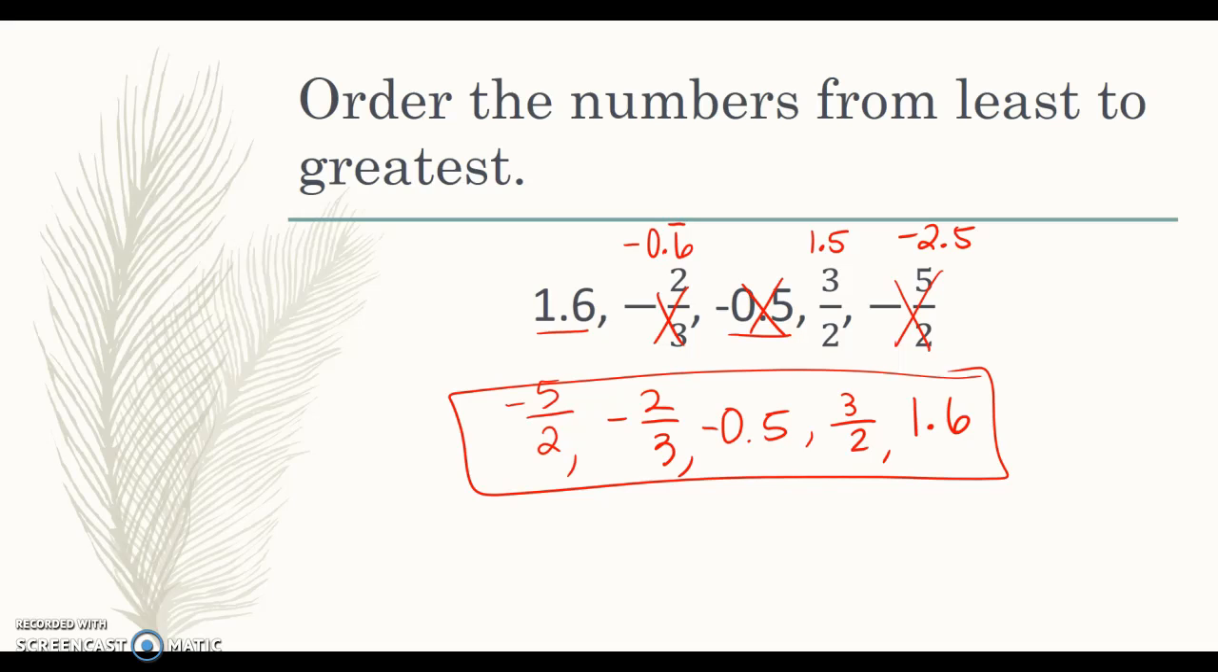So I turn them all into the same type of number so I could compare them a little easier. It's also really good to look at your negatives first and see if you can order those a little bit easier. Sometimes you don't have to change all of them into fractions or all of them into decimals, depending. So just keep that in mind as you're going through these types of problems.